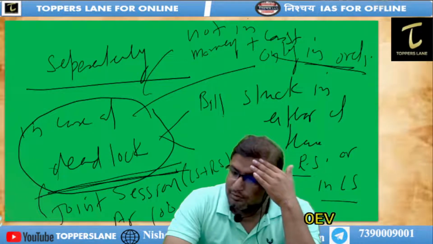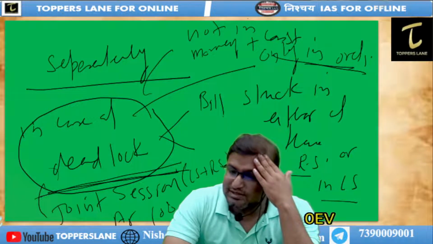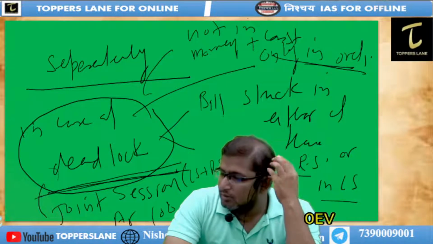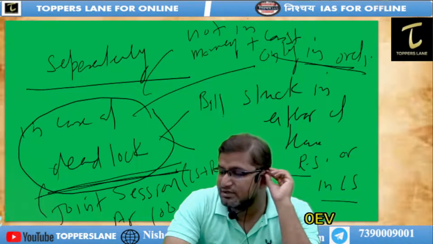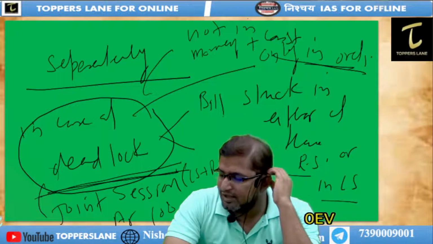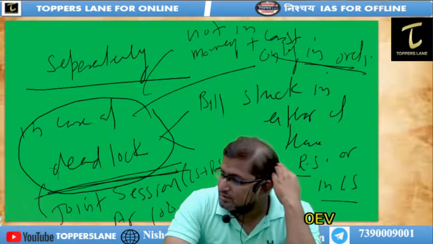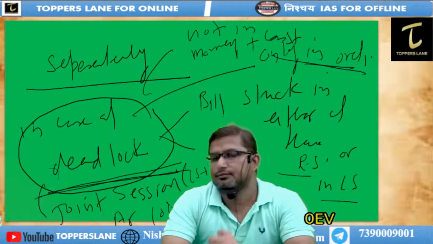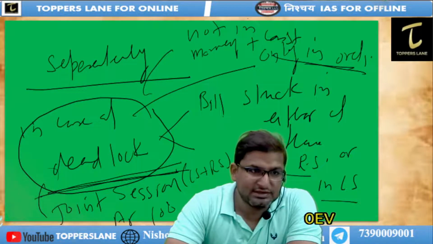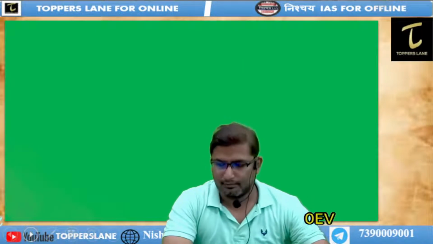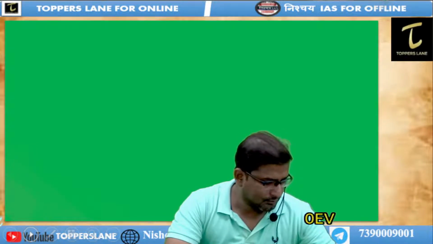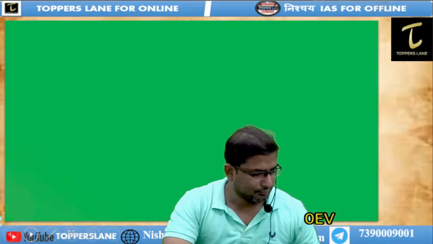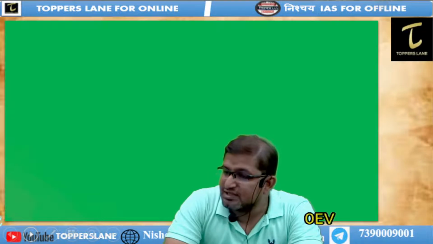Write like this: in case the bill is passed by both the houses and ratified by the state legislatures, the bill is sent to the president for his assent. The president must give his assent.